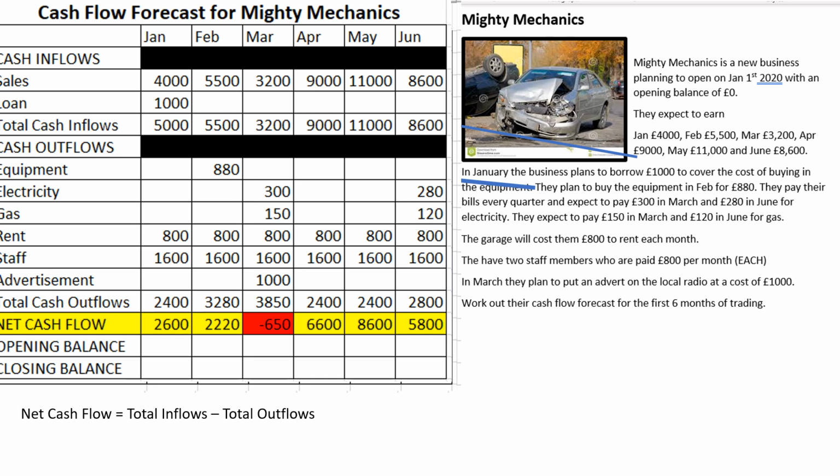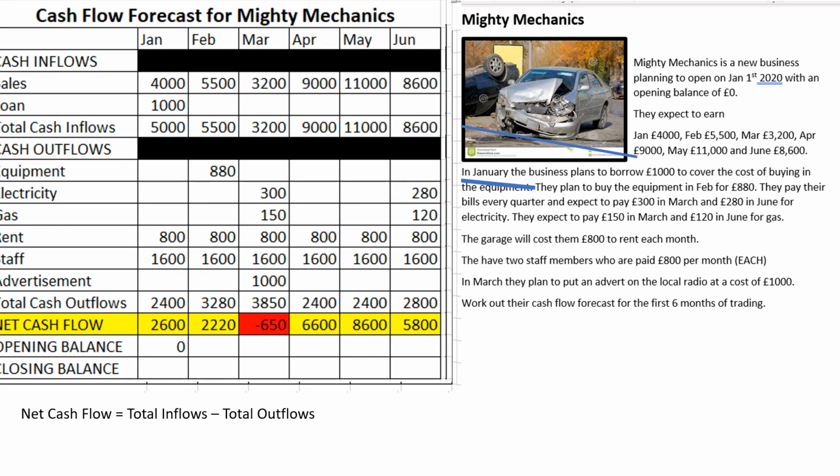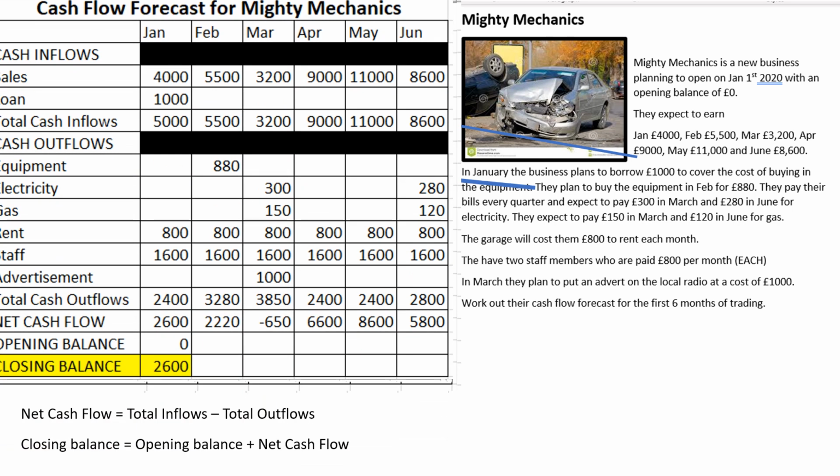The next thing that we need to work out is the opening balance. Now we know that this is the first 6 months of them trading. That means because they haven't done anything, their bank account would start with 0 in January. So they had nothing in their bank account in January. We're now going to work out their closing balance. So they started with a 0, they paid in £5,000, they paid out 2,400, so their net cash flow was 2,600. So we add the opening balance to the net cash flow, and at the end of January, they had £2,600 in their bank account.